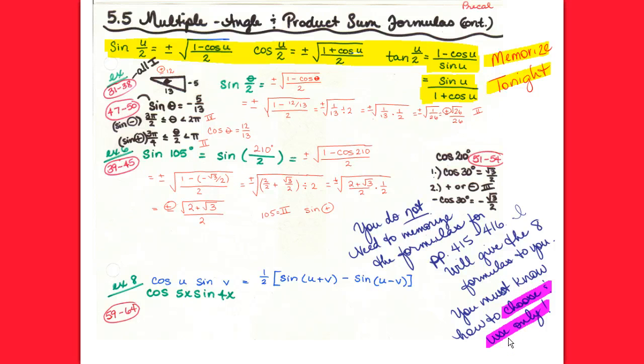So example 8. For example number 8, they ask us to find the exact value of cosine 5x times sine 4x.